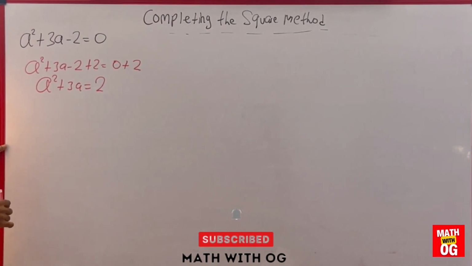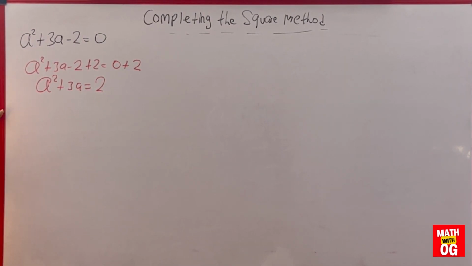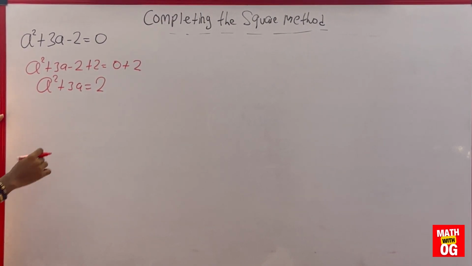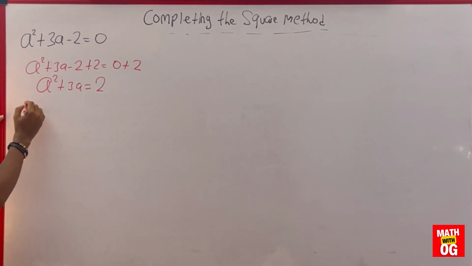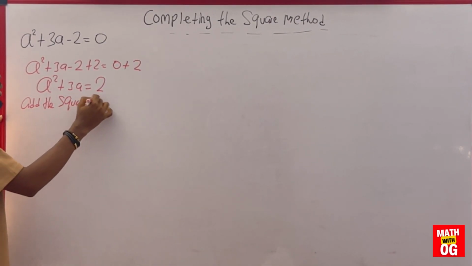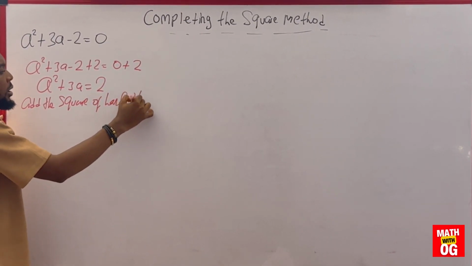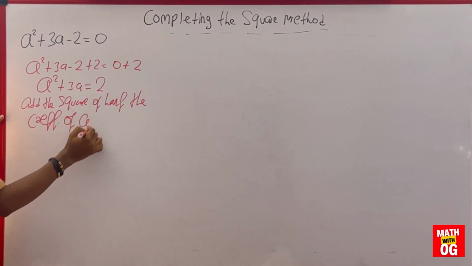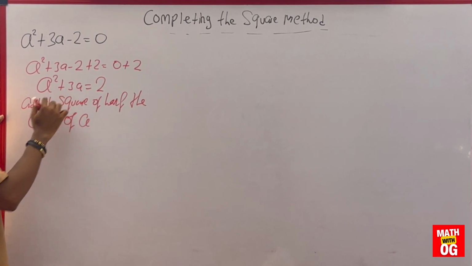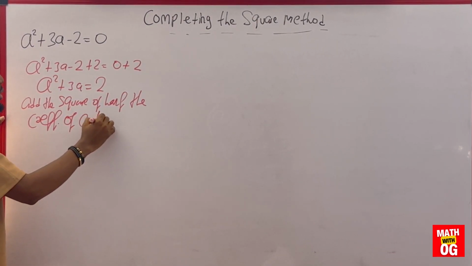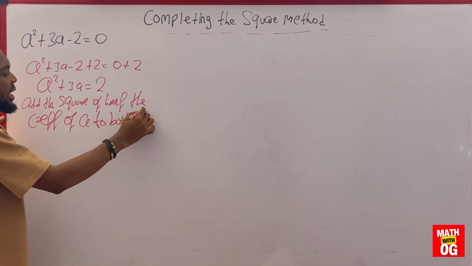Now the next step is to complete the square for the left hand side. Last video when I was deriving the formula method, I told you that to complete the square, you simply add the square of half the coefficient of the unknown. So we add the square of half the coefficient of a. Since we are adding to the left hand side to complete the square, and this is an equation, you must add it to the right hand side. So I'll write it to both sides.